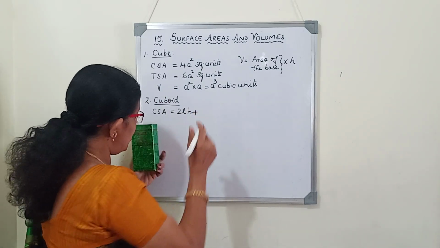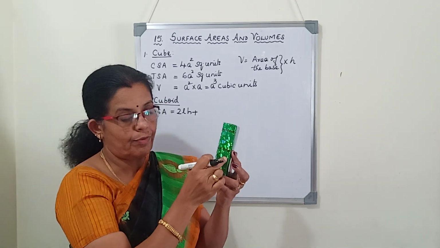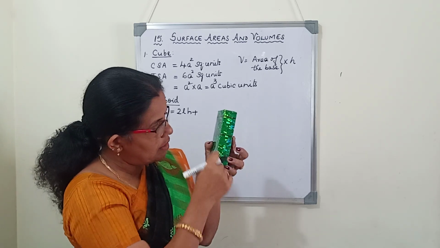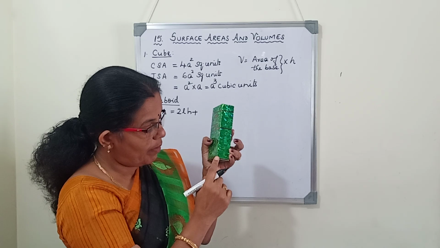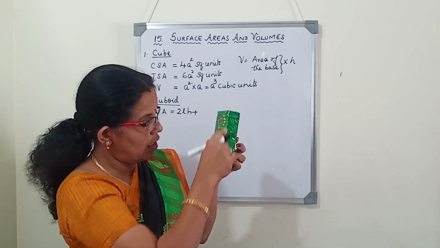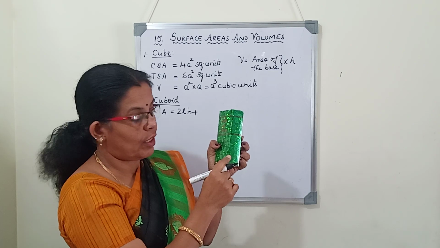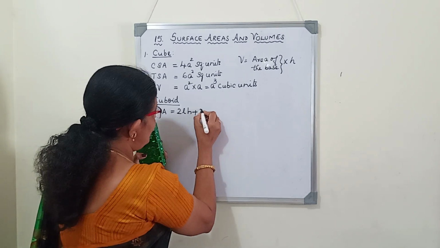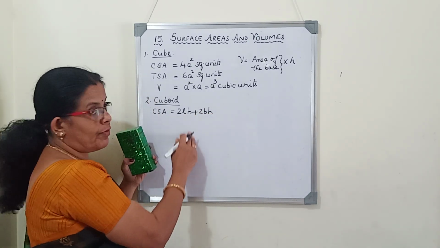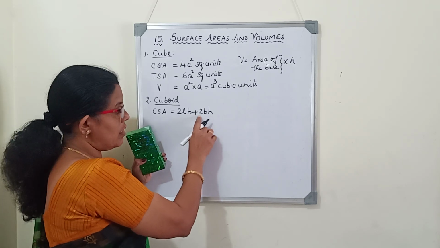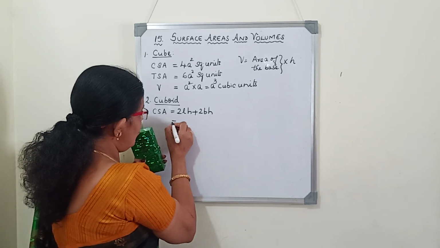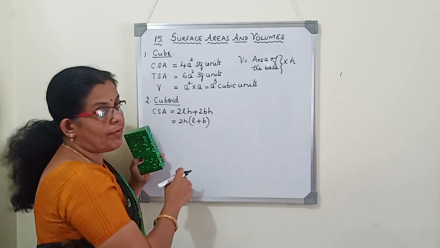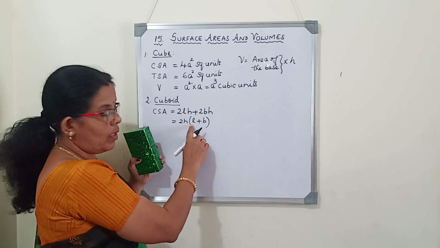2LH we got. Plus, now we want to find the surface area of these 2 surfaces. As I told you, this is the breadth and this is the height. It's a rectangle, so area is length into breadth. This is breadth, and this is the height for a cuboid. B into H. So there are 2BH, this side and this side. So the curved surface area of a cuboid is 2LH plus 2BH. We can take 2H common and write L plus B.